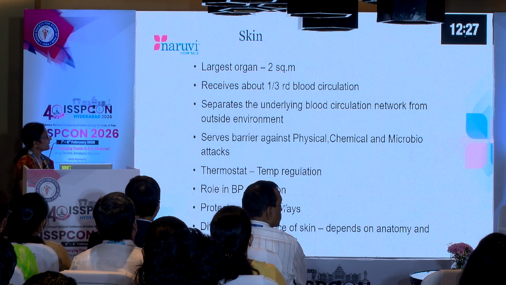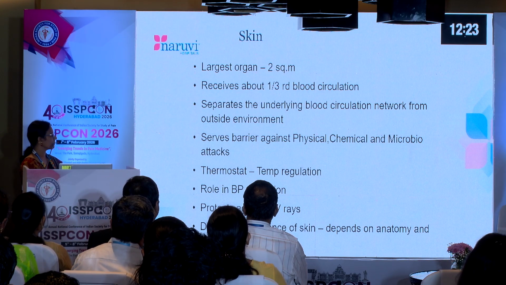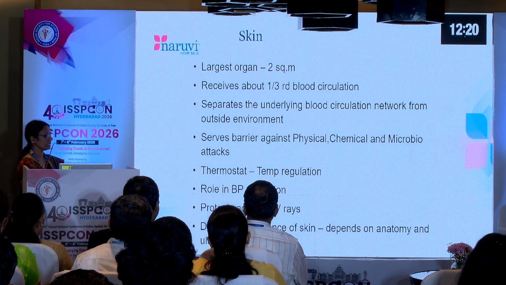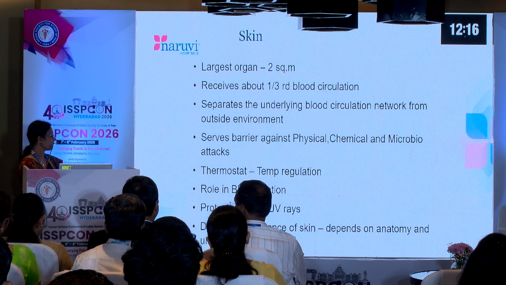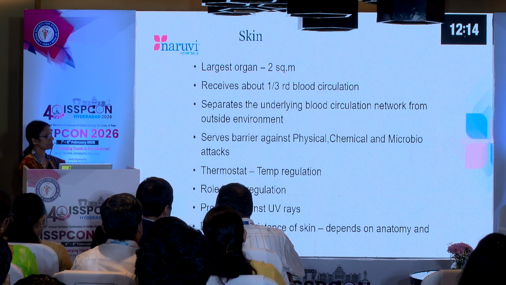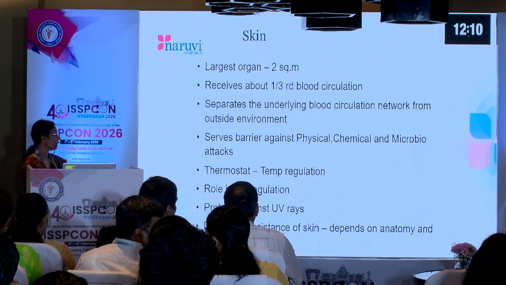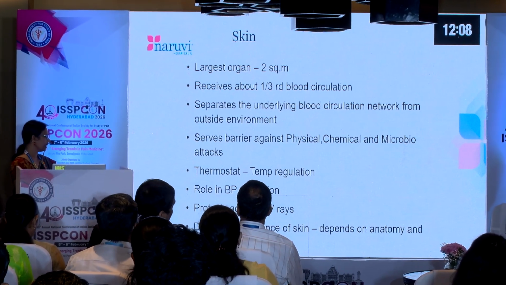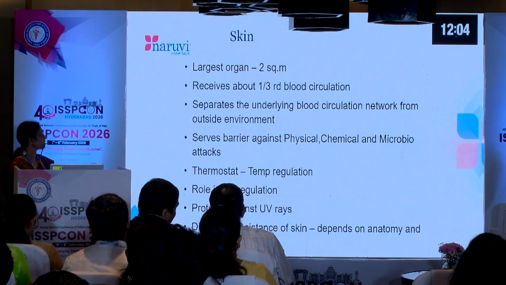Skin being the largest organ has 2 square meters and it receives about one third of the blood circulation. Most of the blood supply is actually at the dermis level. It serves as a barrier against physical, chemical and microbiological attacks. It has an important role in thermal regulation, in BP regulation, and protects against UV rays. The diffusional resistance of the skin depends on the anatomy and the ultrastructure.